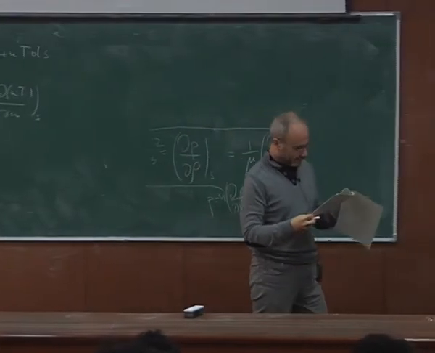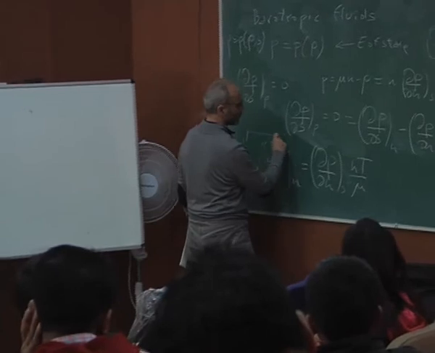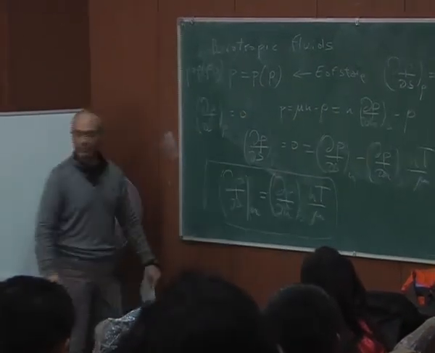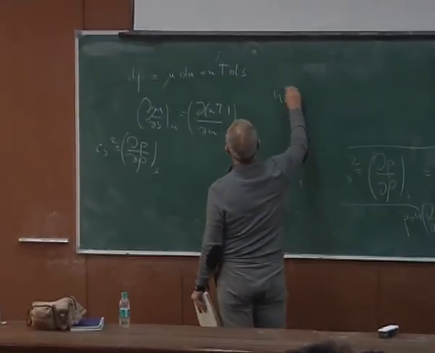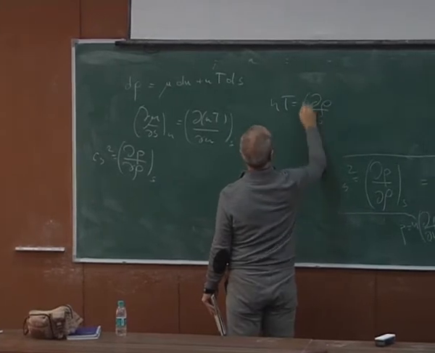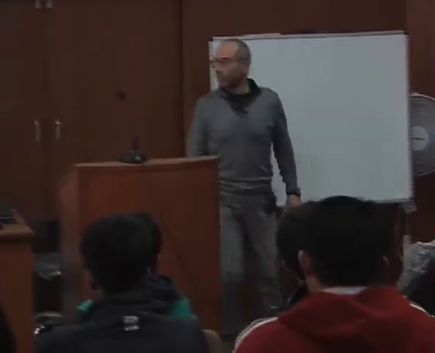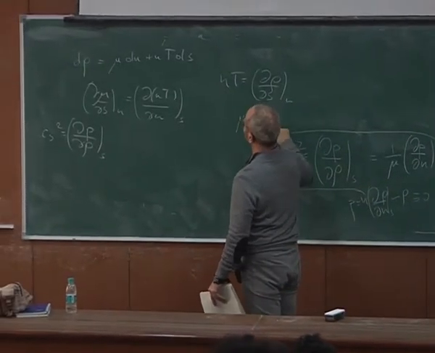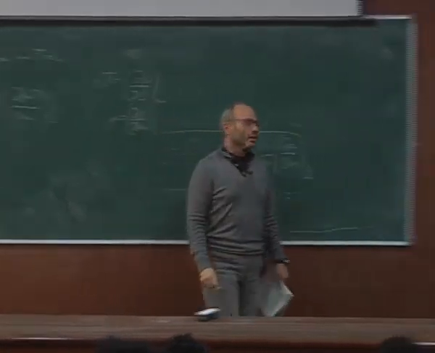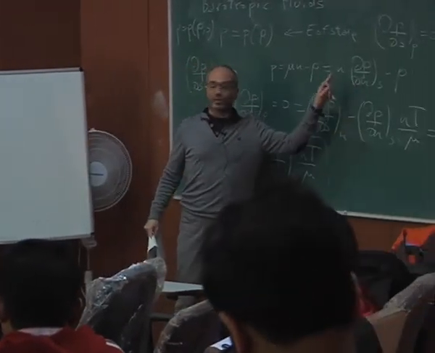All right, what do I want to say? Yeah, okay. So remember we got this relation here. Now, you see that nT is equal to d rho over ds at constant n, and mu is d rho over dn at constant s. All right. So then p is given by this relation.